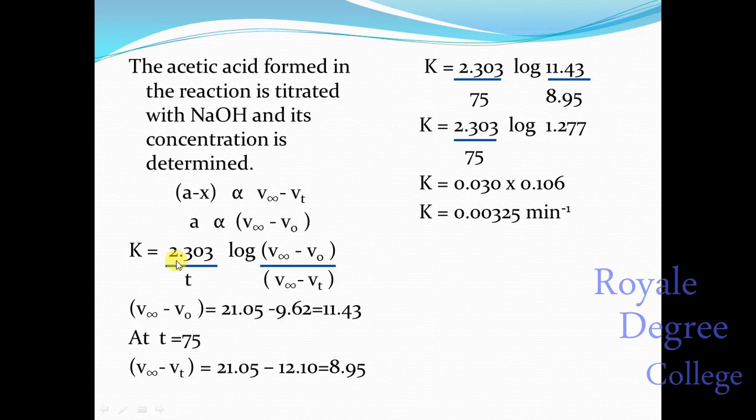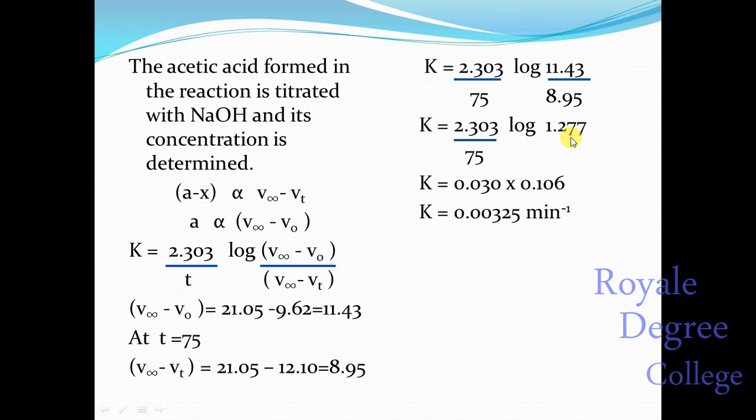K is equal to 2.303 divided by t. In place of t, the time, here we are taking how much? 75. So we are writing here 75 into log, that is V infinity minus V naught. How much are you getting the value? 11.43. That we are writing, divided by V infinity minus Vt, that is at time 75 minutes. Its value is 8.95. So if we divide these both values, we will get 1.277.